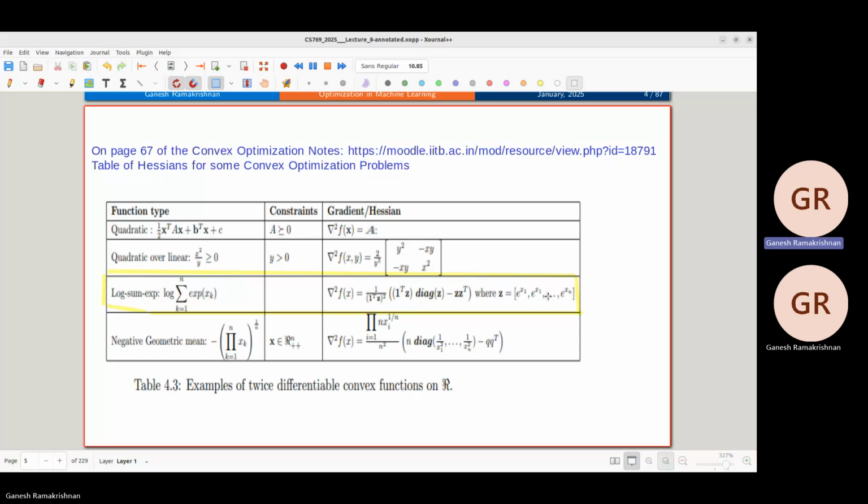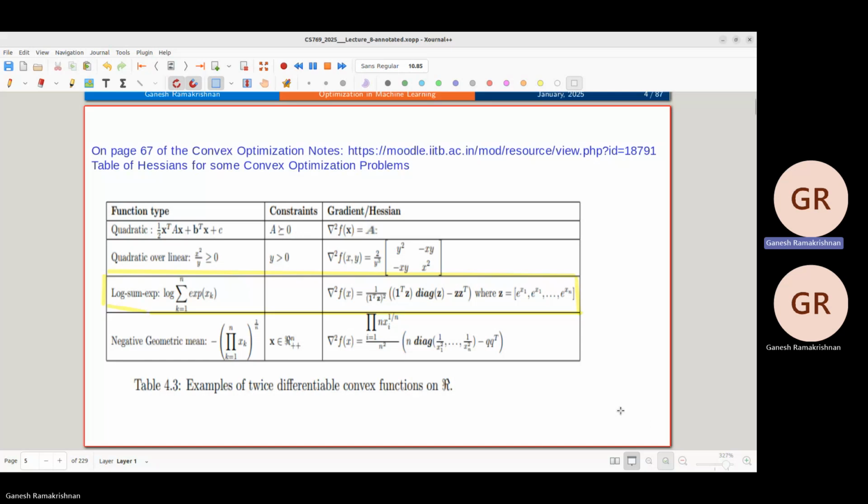So how will you apply Cauchy-Schwarz? 1 transpose z, do I need to bother about it? It's just a sum of exponentials, right? Diag z. Can I just take v inside here? I'll take v inside here. That's possibly my recipe to get to Cauchy-Schwarz.